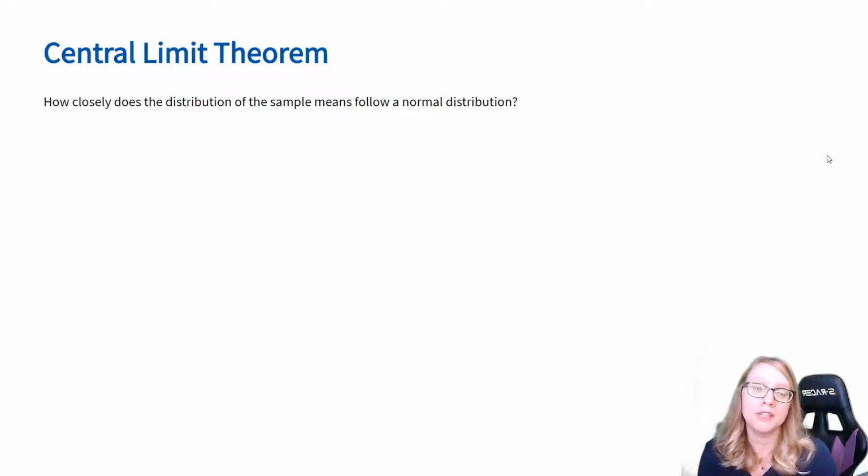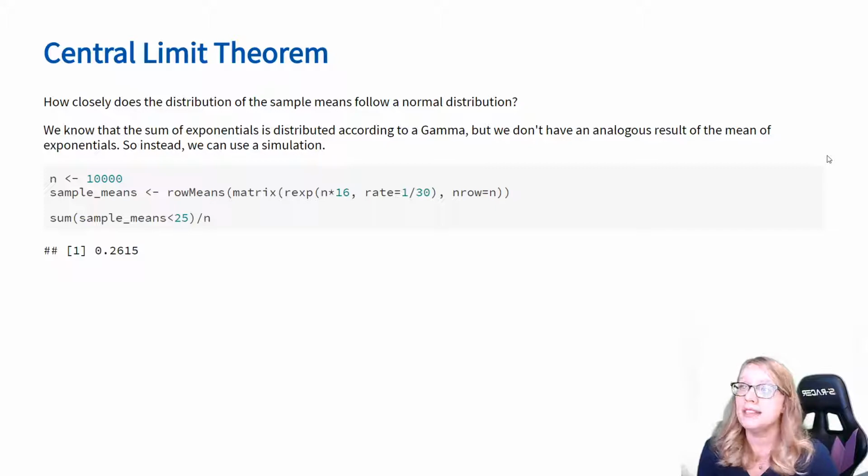Now, most often, we won't be in a situation where we can clearly find the distribution of the sample mean. It might not follow one of the named distributions. So the central limit theorem gives us a good approximation to the true sampling distribution of the sample mean. Let's see how closely this follows. We know again that the sum of exponentials follows a gamma distribution, but we don't know how the mean of exponentials is distributed.